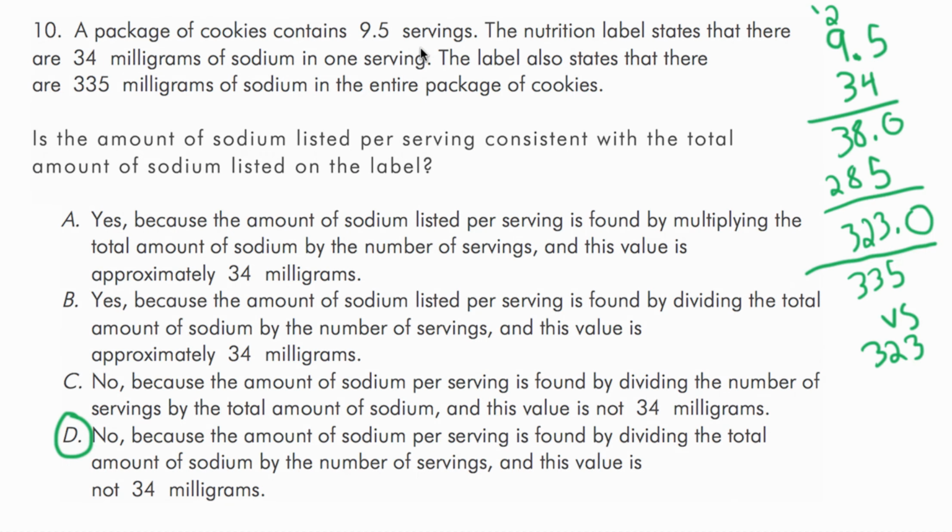When solving number 10, you do some math to find 9.5 times 34, because it's saying 9.5 servings, 34 milligrams per serving. You do that math, you find that it's 323 milligrams of sodium, but the package said that there's 335. So first off, your answer is no. You can get rid of A and B. The reason I chose D is to find the amount of sodium per serving, you divide the total, so like whatever the total amount is, divided by the number of servings, which was 9.5, which I did the reverse of that and compared. But I think this is the better explanation than answer choice C.